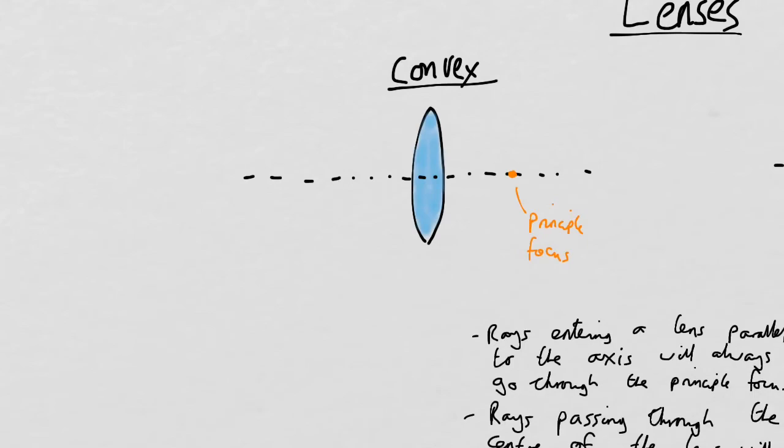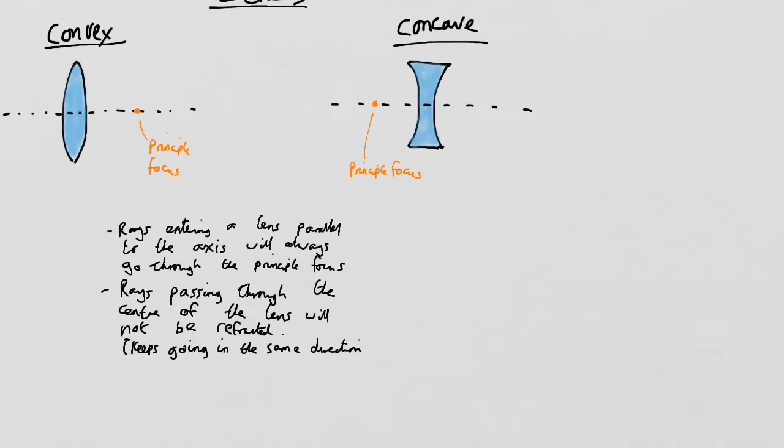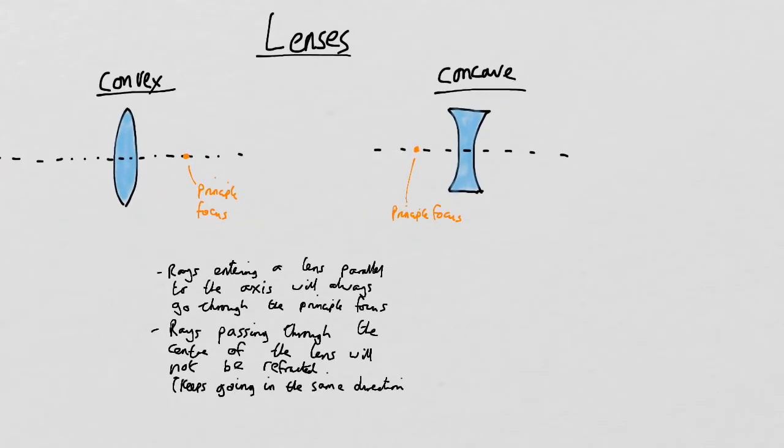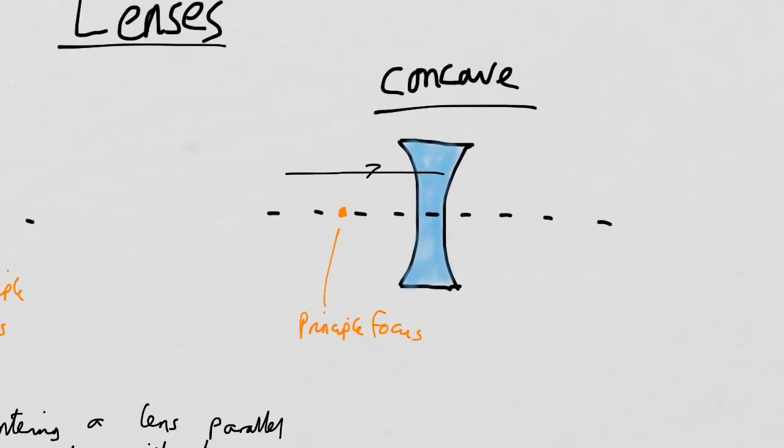It's pretty much the same for a concave lens, except there's just one difference. The second rule is always the same: if I pass a ray straight through the middle, it will keep going unobstructed. It will keep going like that. Now the difference is any rays that go through parallel to the axis have to go through the principal focus. Well, how do we make this ray go through the principal focus? Well, you can backtrace the ray.